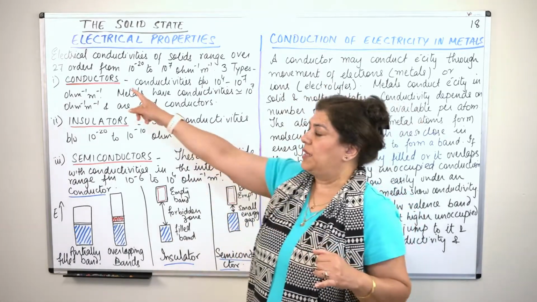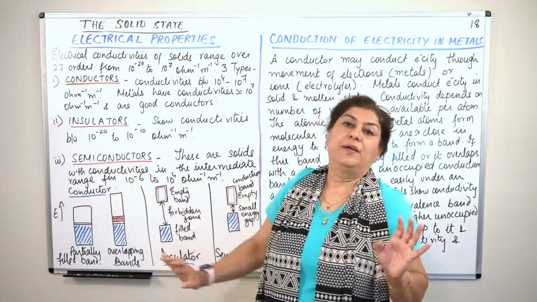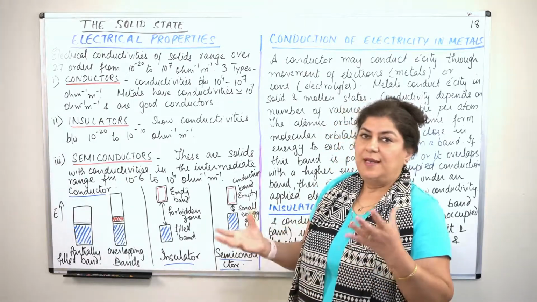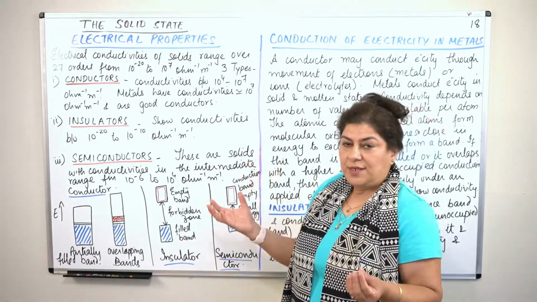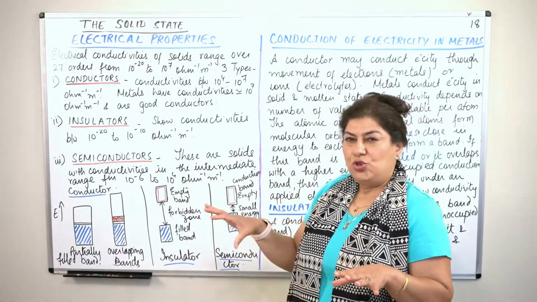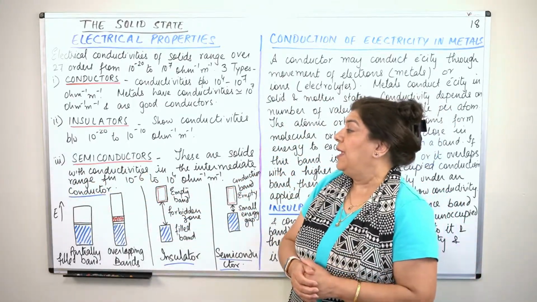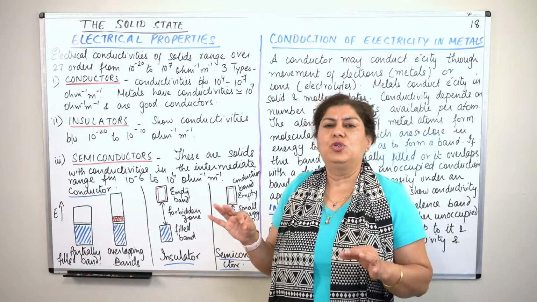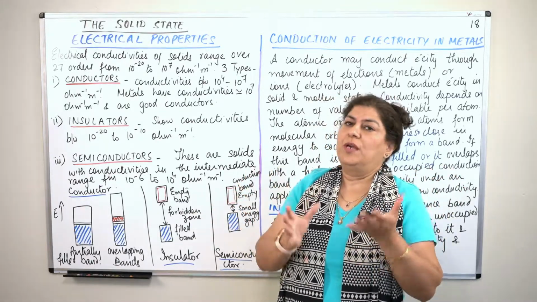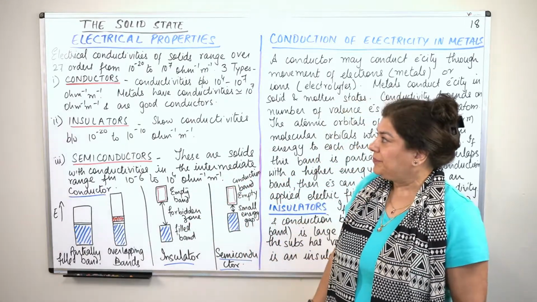They are either called conductors, or insulators, or semiconductors. As the name suggests, conductors would be those that conduct electricity. Insulators would be those that do not conduct electricity. And semiconductors would be those that somewhat conduct a little bit of electricity. So under certain conditions, they would start conducting electricity.